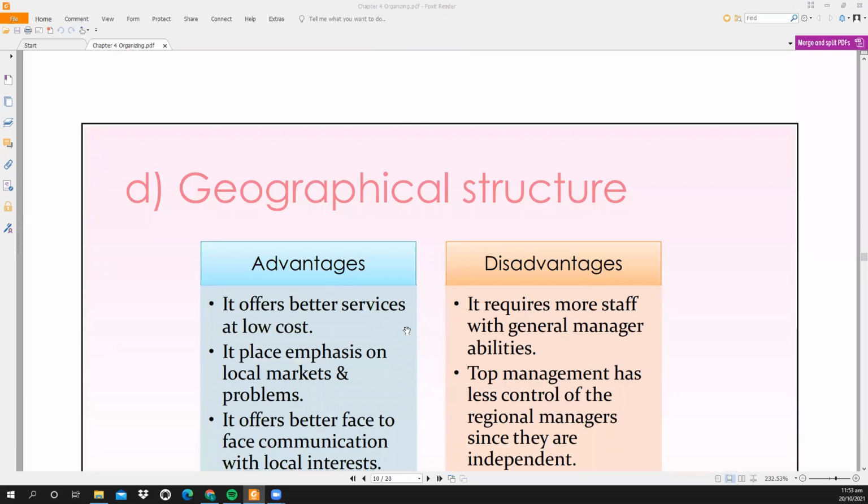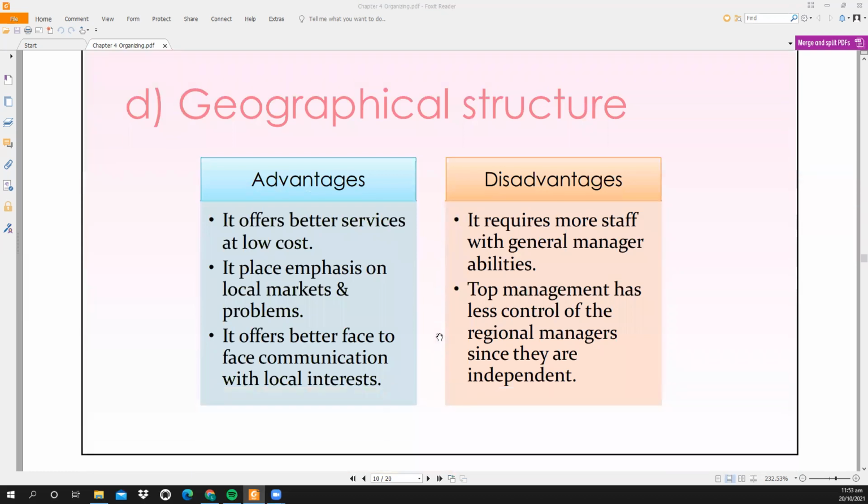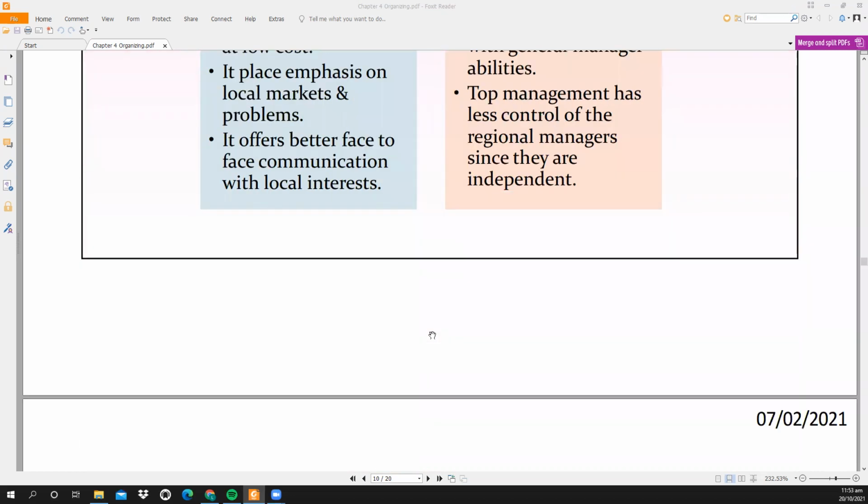Geographical structure, ang advantage nito, it offers better services at low cost. It places emphasis on local markets and problems. It offers better face-to-face communication with local interests. Ang disadvantages naman nito, it requires more staff with general manager abilities. Top management has less control of the regional managers since they are independent.